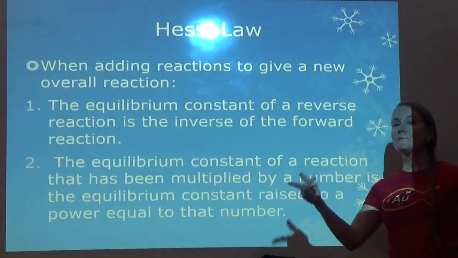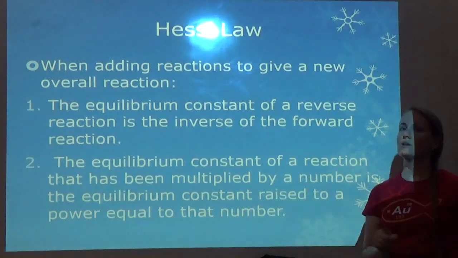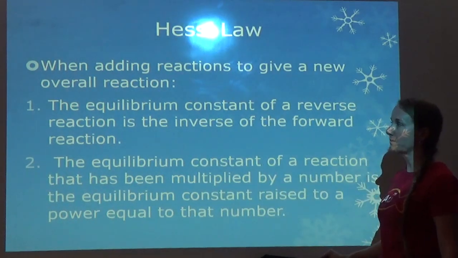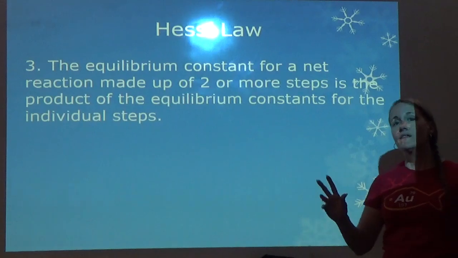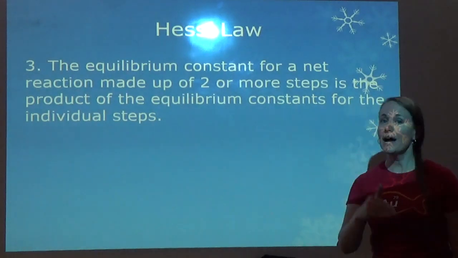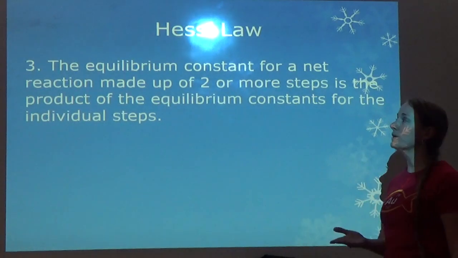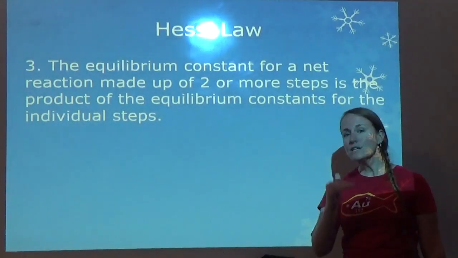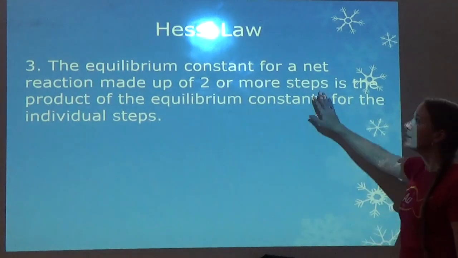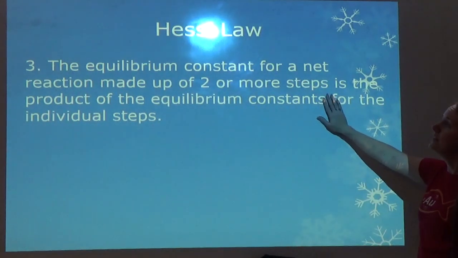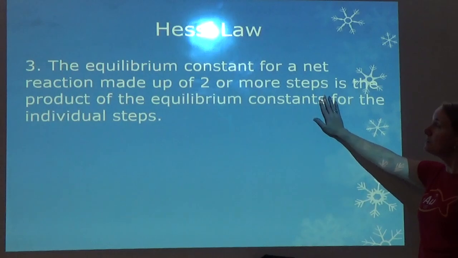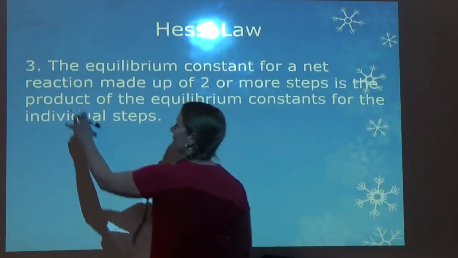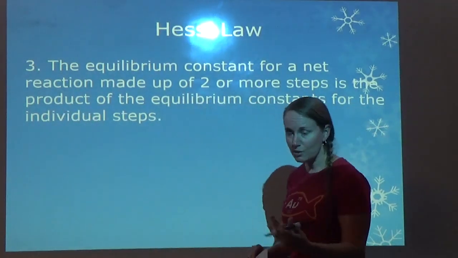Okay, so we're not multiplying anymore. If we multiply the reaction, we raise K to that power, because remember, the coefficients are the powers. So that's why we have to raise it to that power. And then the last step is, of course, for delta H's, we add the delta H's when we're done. Well, for equilibrium constants, for a net reaction made up of 2 or more steps, it's the product. So that means we're going to multiply. So here, let me just recap that.